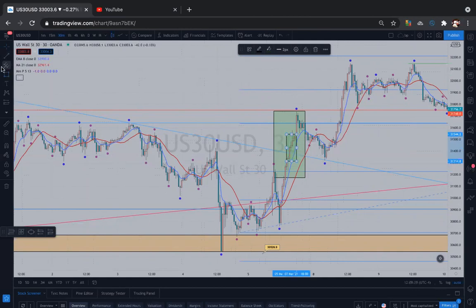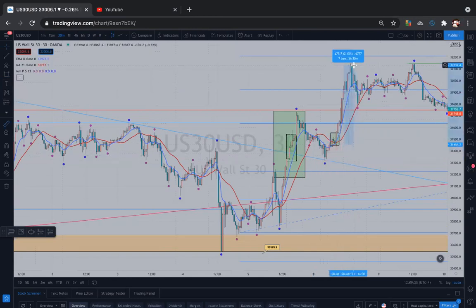That's how you could get entries like right here. Boom. That's an entry. And you take it up and you're not seeing much drawdown, and your stop loss is right here, right underneath structure. Then your take profit is the next higher high, looking to break this area.